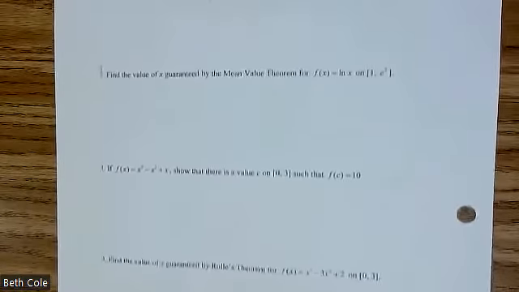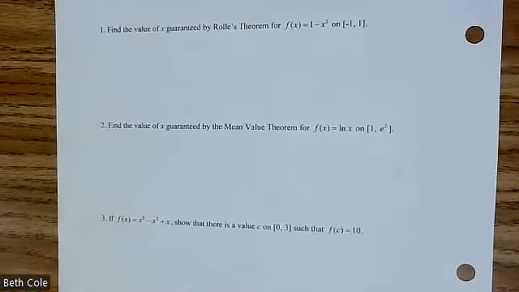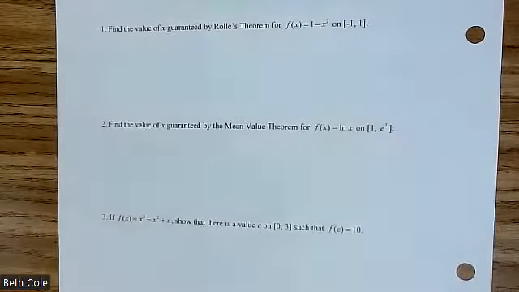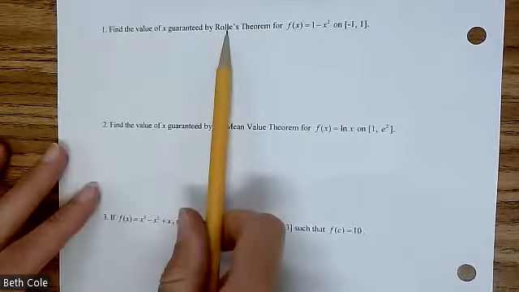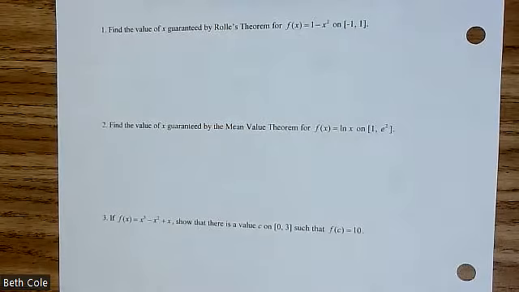So number 1, find the value of x guaranteed by Rolle's theorem for this function on this interval. You have to make sure the conditions have been met. So look back. What were the conditions for Rolle's theorem? Because you have to check that first. If they aren't met, then you can't even do the problem. So that's why we highlighted them. So what has to be true for Rolle's theorem?